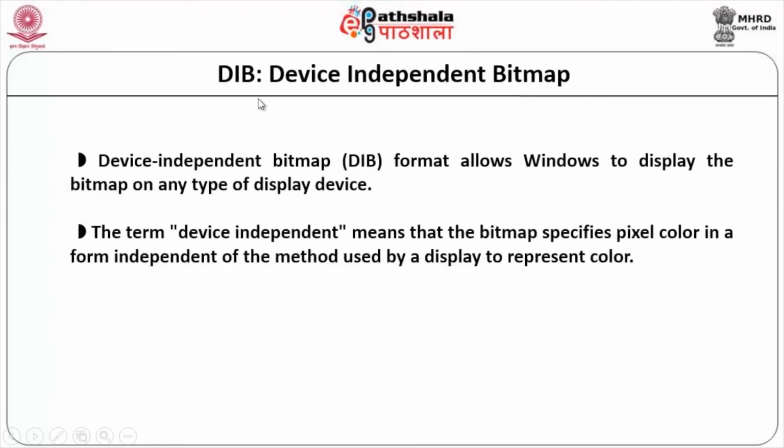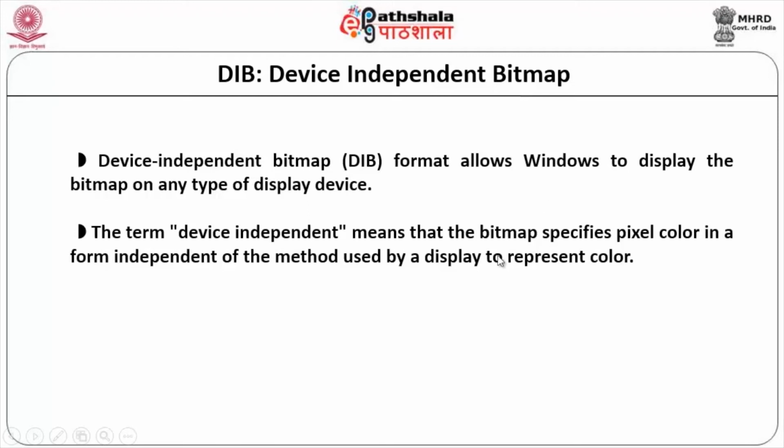Then you have another method, the same bitmap, the device independent bitmap or DIB. It allows Windows to display the bitmap on any type of display device. It need not necessarily be a computer; it can be your handheld tab or your mobile, whatever display you wish. So it is device independent. Many times, when people send data, they send it as DIB, because we are not sure whether the client is going to look at it on a specific device.